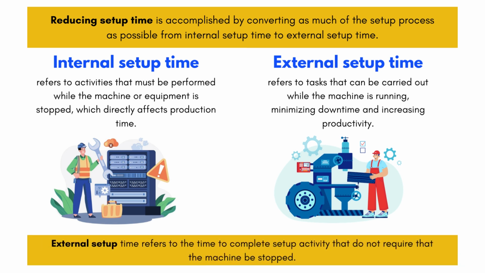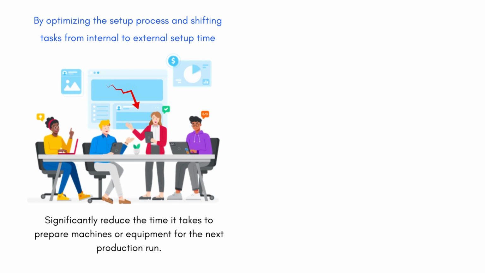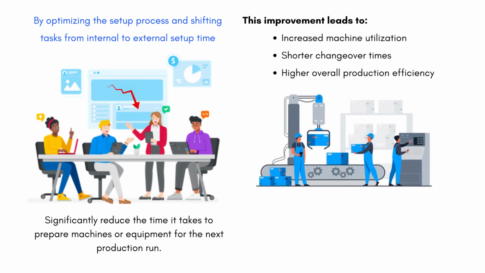External setup time refers to the time to complete setup activities that do not require that the machine be stopped. By optimizing the setup process and shifting tasks from internal to external setup time, companies can significantly reduce the time it takes to prepare machines or equipment for the next production run. This improvement leads to increased machine utilization, shorter changeover times, and higher overall production efficiency.